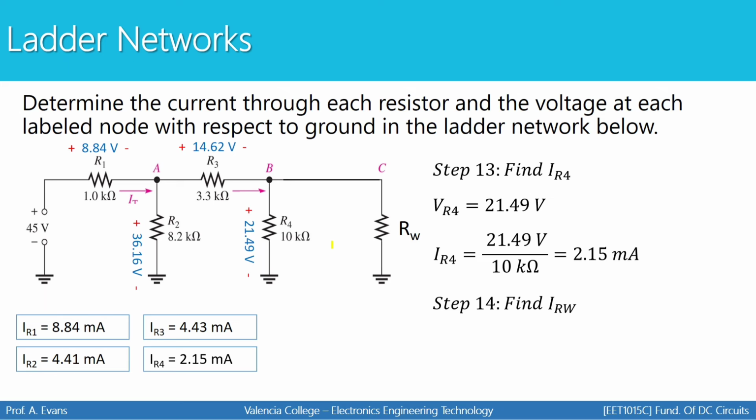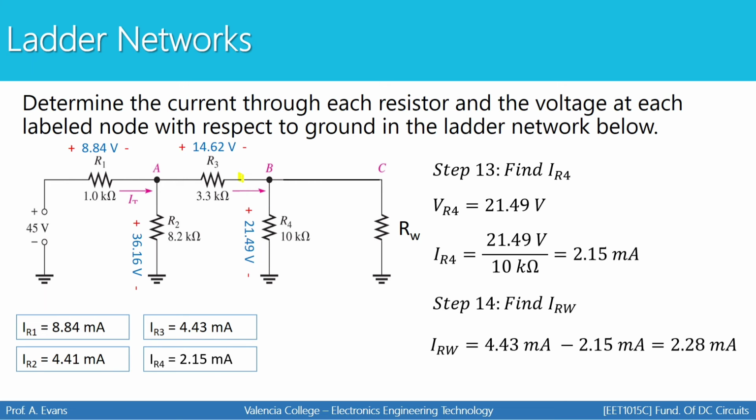Next, I can use KCL to find the current through Rw. I could also use Ohm's Law to find the current through Rw. I could take the voltage across Rw and divide by Rw to get the current through Rw. Or I can use KCL. You can pick either way, it doesn't matter.